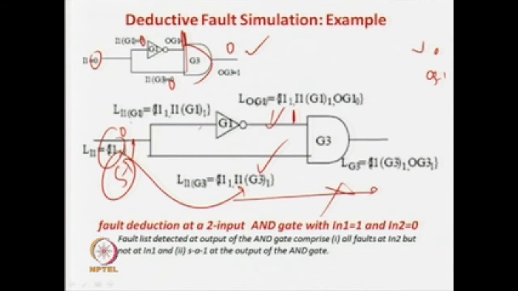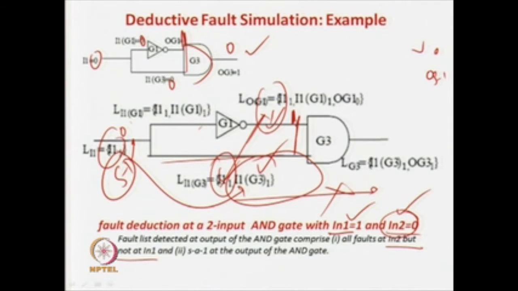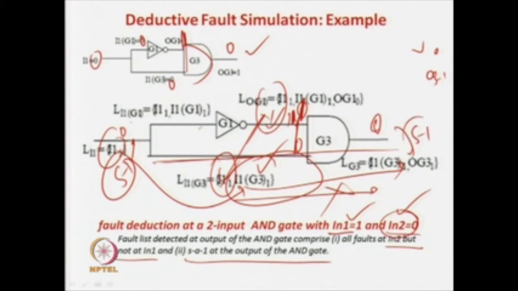output. So, the rule is fault deduction at a 2 input AND gate with I1 equal to 1 and I2 equal to 1 is all faults in I2, obviously because this is a 1. So, whatever fault in I2 will propagate, but not in I1. That is, if there is a common fault between this net and this net, that will not propagate. Even if this is a 1, any fault which is common to both of them will not propagate, other than whatever fault list here which is not common between these two will obviously propagate, because this net is a 1 and whenever one input of an AND gate is 1, the other input propagates. And obviously a stuck at 1 at the output of this AND gate is detectable, because this is 1 and this is 0. So, the output is a 0. So, any stuck at 1 fault at the output will be detected.